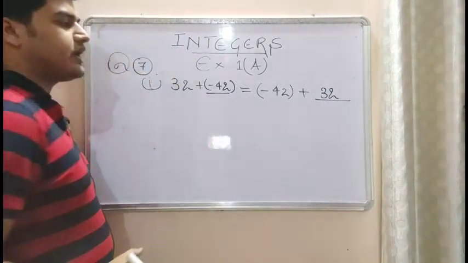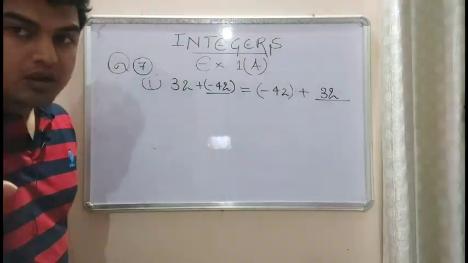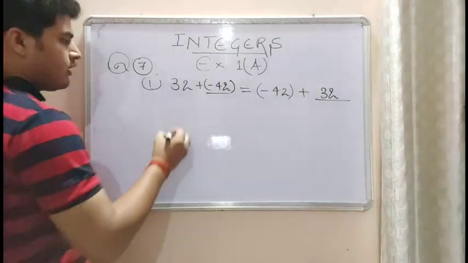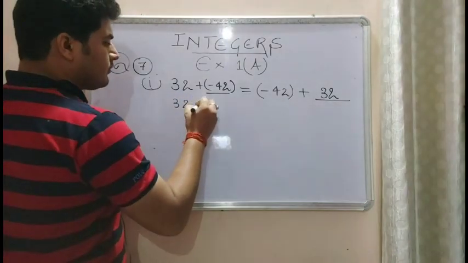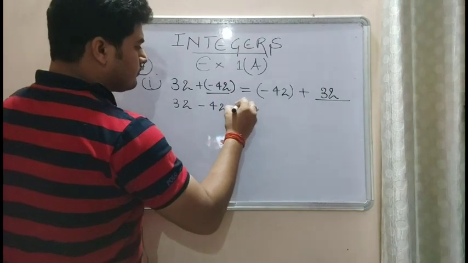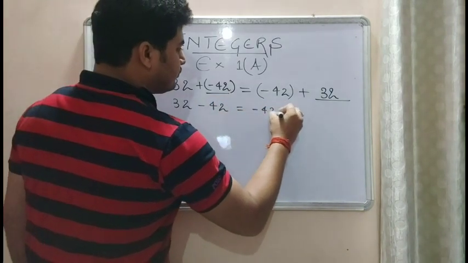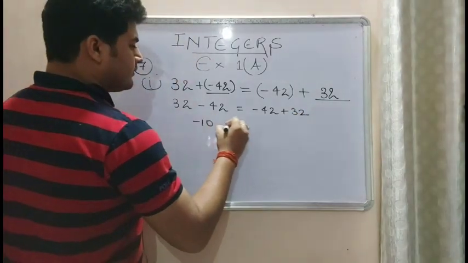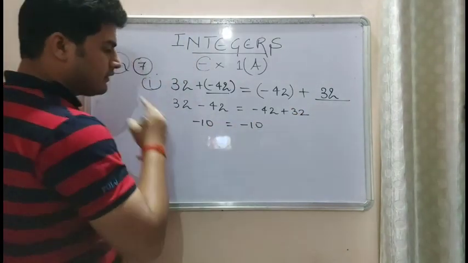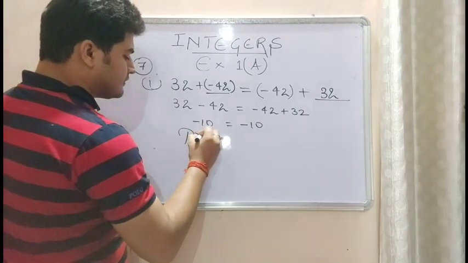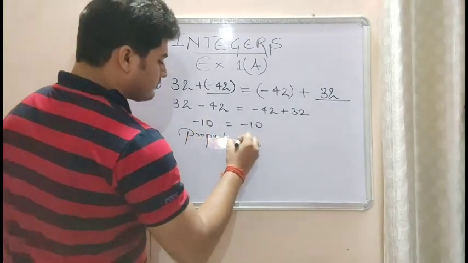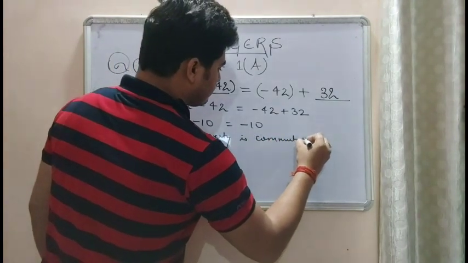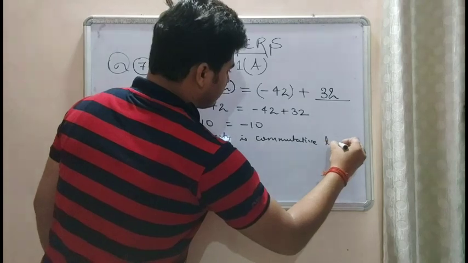Because by making this we can show the property of the commutative law. Yes, we can make the property of commutative. So 32 minus 42 plus 32 minus 10, minus 10, right? And the property is commutative law.